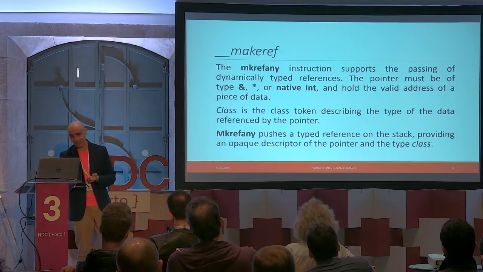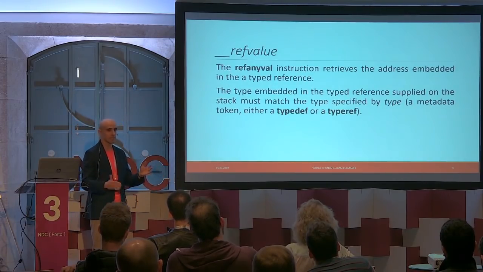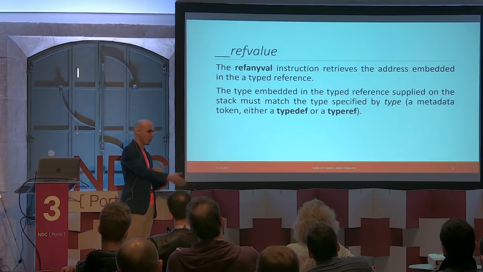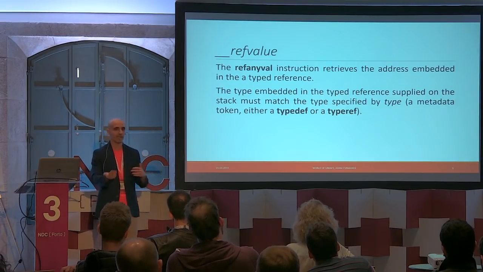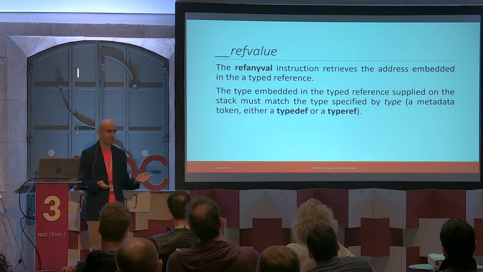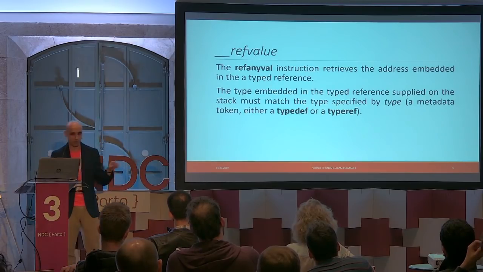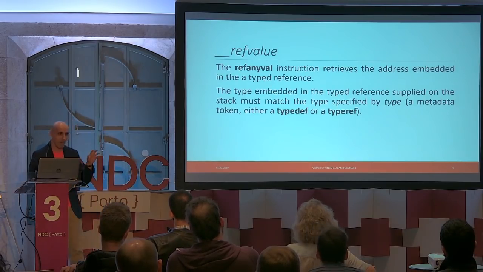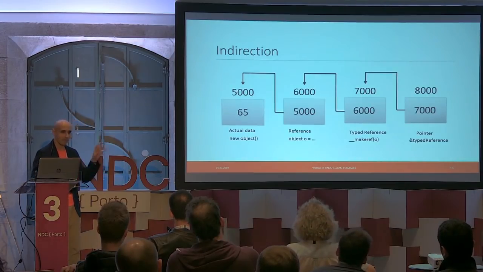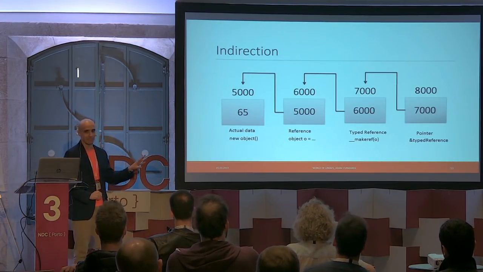There is also another keyword which is called __refvalue, which does the opposite. We give it the pointer to the object, and it returns us the reference to the object, which is effectively a pointer. So those things we are going to use, and if you are lost how it works under the hood, beware no more, because there is yet another pointer going on.